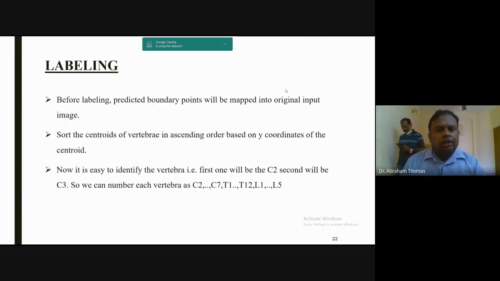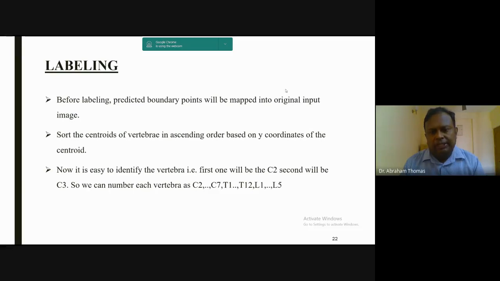Now coming to the labeling part. Before labeling, predicted boundary points will be mapped into the original input image. We will see all of this later, the actual images. Sort the centroids of the vertebrae in ascending order on y coordinates of the centroid. Now it is easy to identify the vertebra.